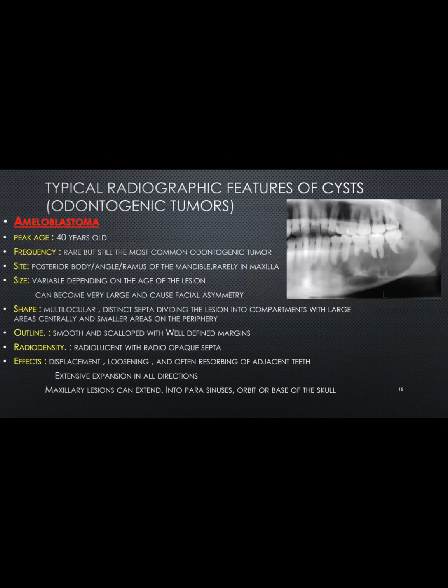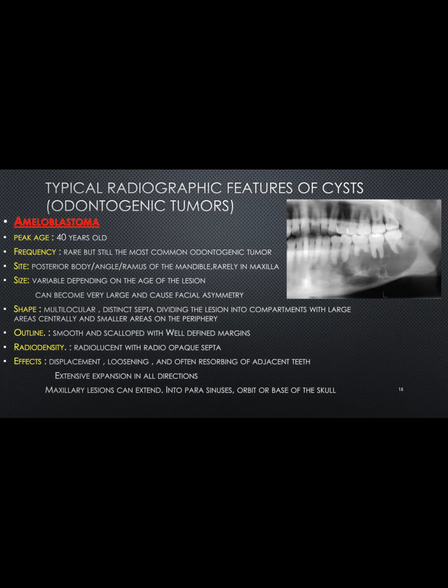Okay, now we're going to talk about odontogenic tumors. Now we have the ameloblastoma. So the tumor is aggressive, but it's a non-metastasizing tumor that originates from the remnants of the odontogenic epithelium of the enamel organ or dental lamina. The peak age is around 40 years old. It's rare, but it's still the most common odontogenic tumor out there. It usually affects the posterior body of the mandible and ramus, as you can see in the X-ray.